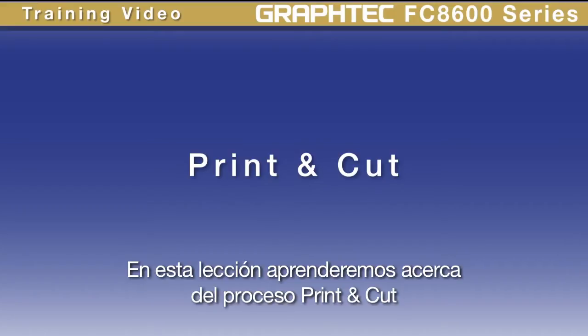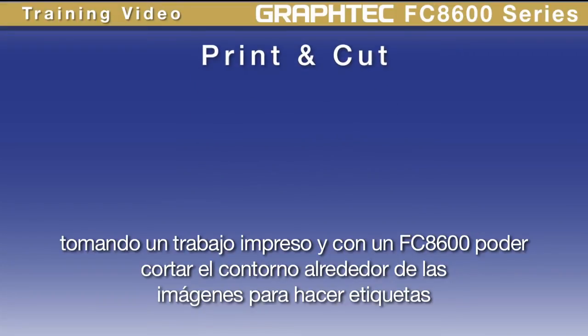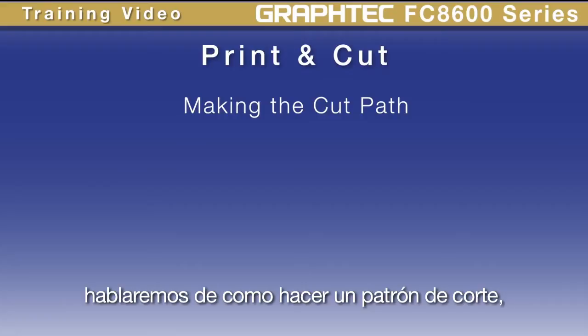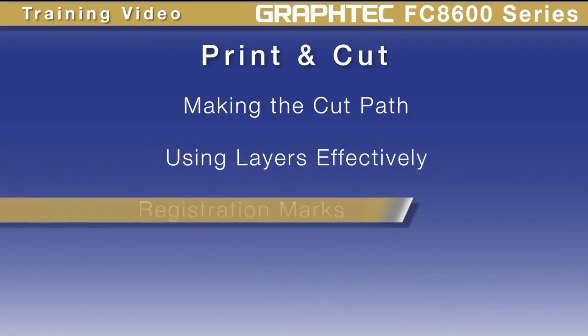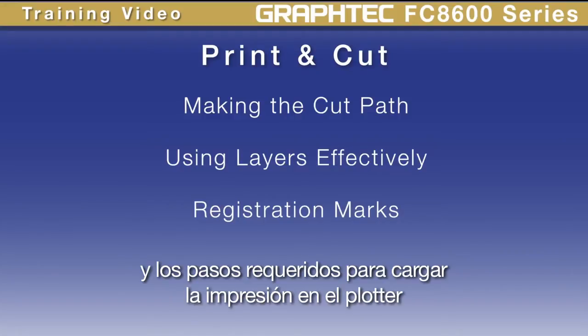In this lesson, we'll learn about the print and cut process, taking a print off your printer and having the FC8600 contour cut around the images on the print for making decals. We'll cover how to make a contour cut path, how to use layers effectively for this process, registration marks, why they are needed and how they are used, and then the steps required to load the print onto the cutter.